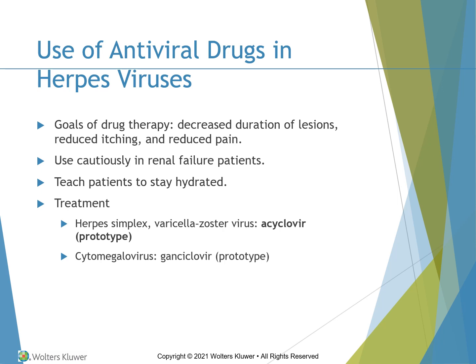Now, the prototype is going to be aciclovir for the herpes simplex and also for the varicella zoster virus. For the cytomegalovirus, the prototype is ganciclovir. Now, the way that this medication, the aciclovir, is going to work is by inhibiting the viral DNA replication.